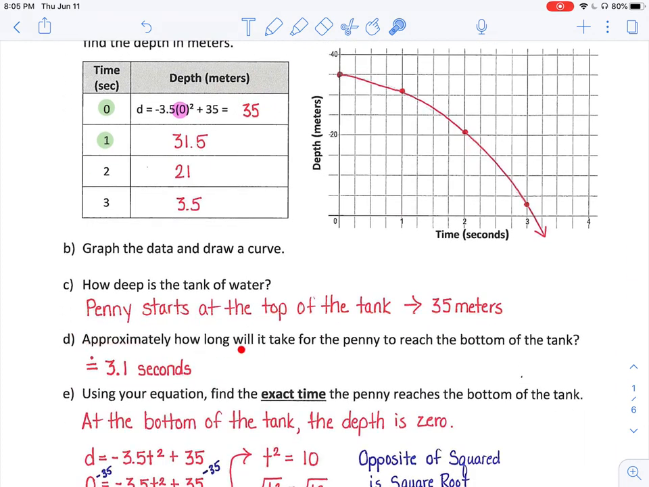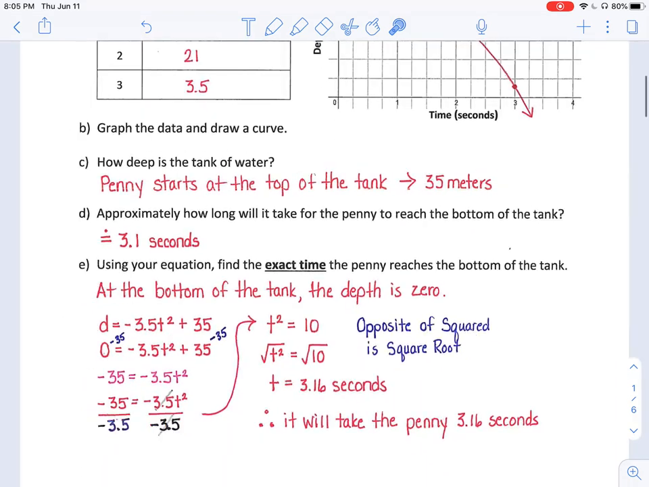Approximately how long will it take for the penny to reach the bottom of the tank? So again, if we just kind of look at the graph here, how long does it take to get to the bottom? Well, it takes just over 3 seconds. And if we look at the graph, we can just say, okay, it's about 3.1 seconds. So that's one way of doing it, but there is a method to find the exact time.